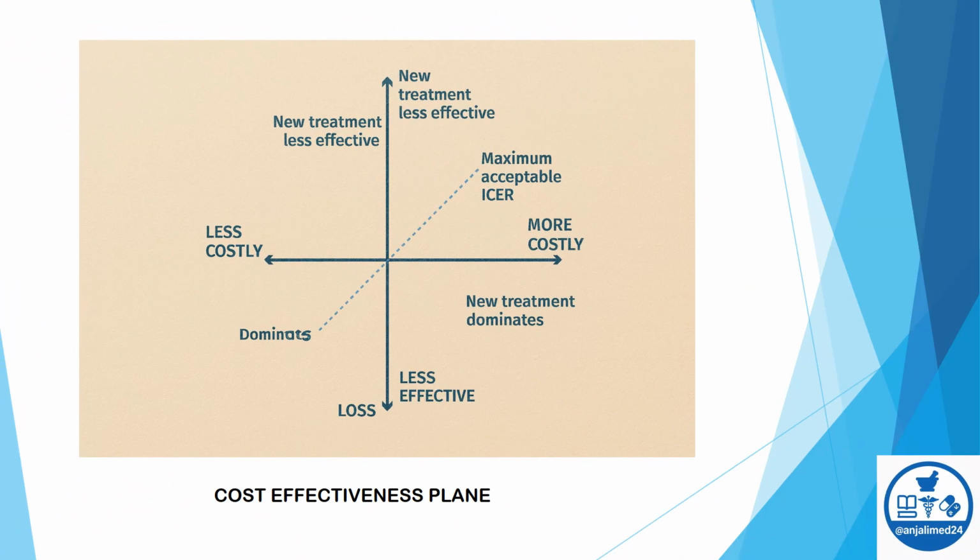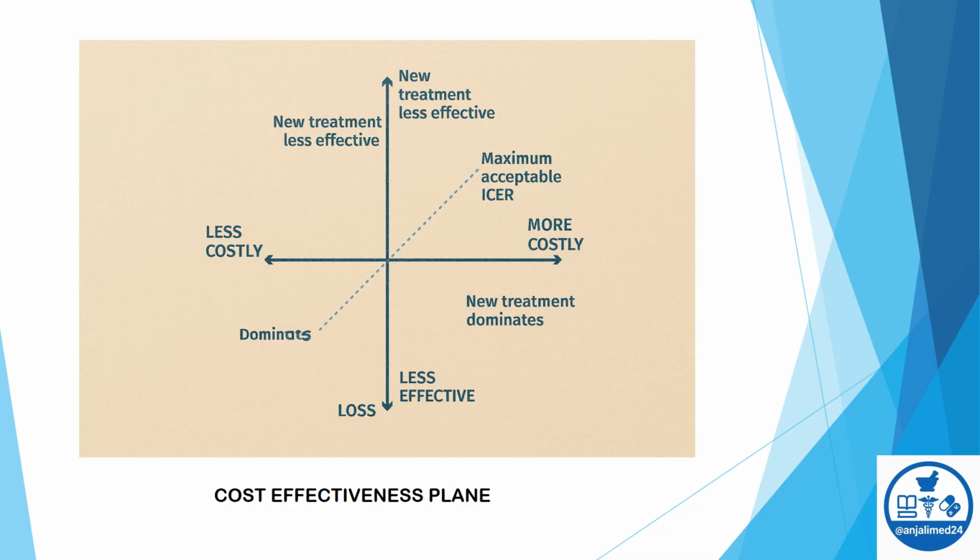Cost-effectiveness plane. On this slide, we are looking at the cost-effectiveness plane, which helps us compare a new treatment with the existing standard. The horizontal axis represents the change in cost. Moving to the right means the new intervention is more expensive, while moving to the left indicates that it costs less. The vertical axis shows the change in effectiveness. A shift upward means the new treatment works better, downward means it is less effective.